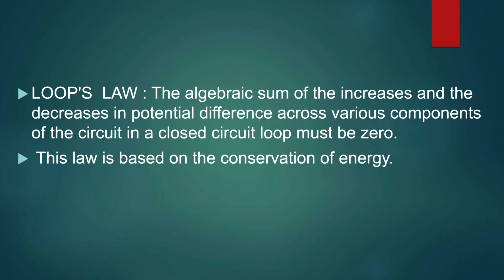Coming to loops law. What is loops law? The algebraic sum of the increases and the decreases in the potential difference across various components of the circuit in a closed circuit loop must be 0. I repeat, children, the algebraic sum. Your potential differences may either increase or decrease across various components which are connected in the circuit. So the sum of all these potential differences will be equal to 0. And this loops law is based on conservation of energy.